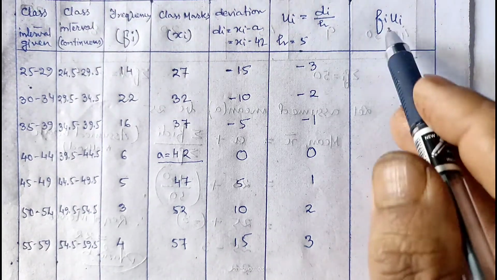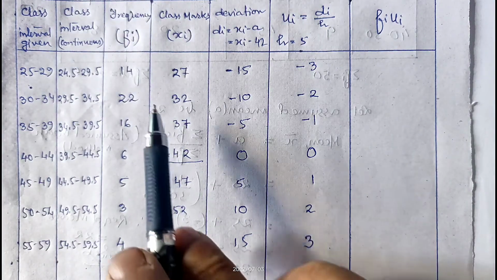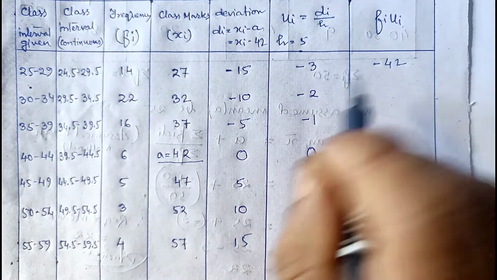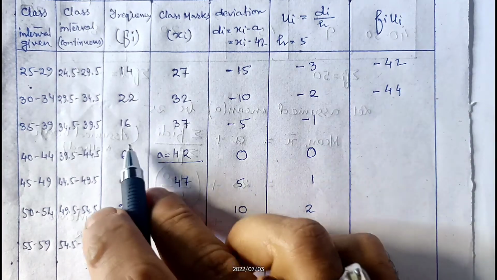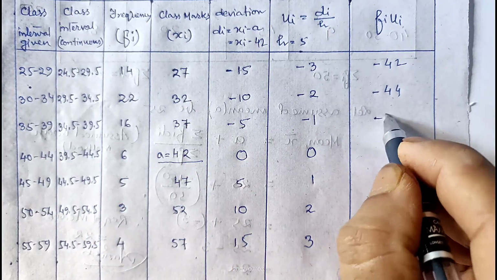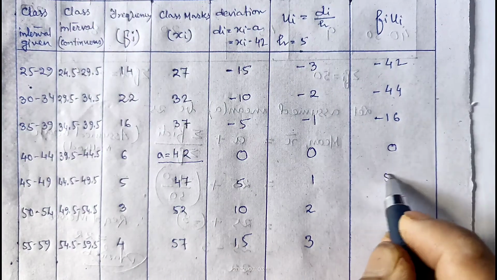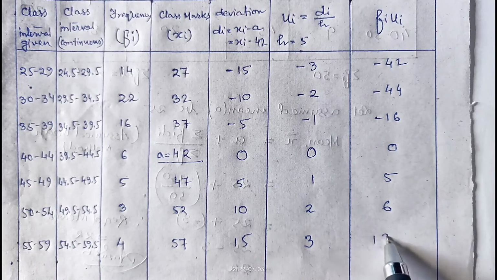The next step is f_i u_i, which means we have to multiply the frequency with u_i. 14 and minus 3, if I multiply, it will be minus 42. 22 and minus 2 will be minus 44. 16 into minus 1 will be minus 16. 6 into 0 is 0. 5 into 1 is 5. 3 into 2 is 6. 4 into 3 is 12.